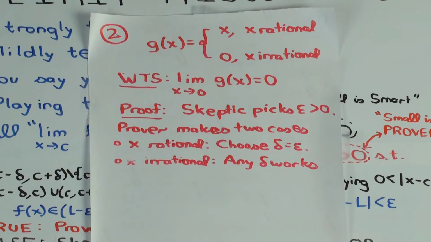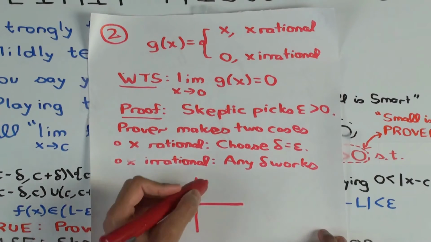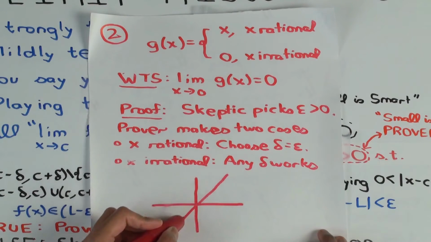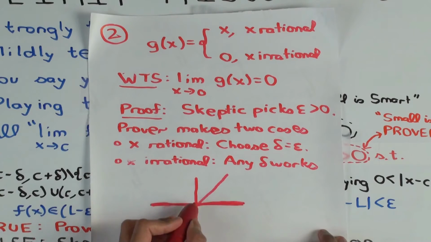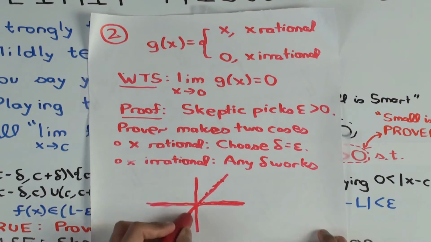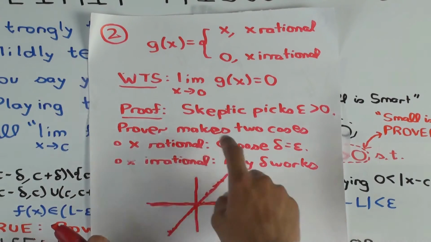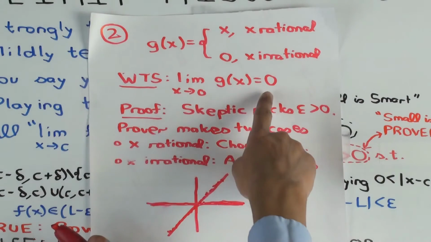Okay, so this one says there's a function defined piecewise. It's defined as g(x) equals x when x is rational and 0 when x is irrational. So what would this look like? Pictorially, there's the line y equals x and the x-axis, and the graph is just the irrational x-coordinate parts and the rational x-coordinate parts of this line. So it's kind of like both these lines, but only parts of them. Now we want to show that the limit as x approaches 0 of g(x) is 0.